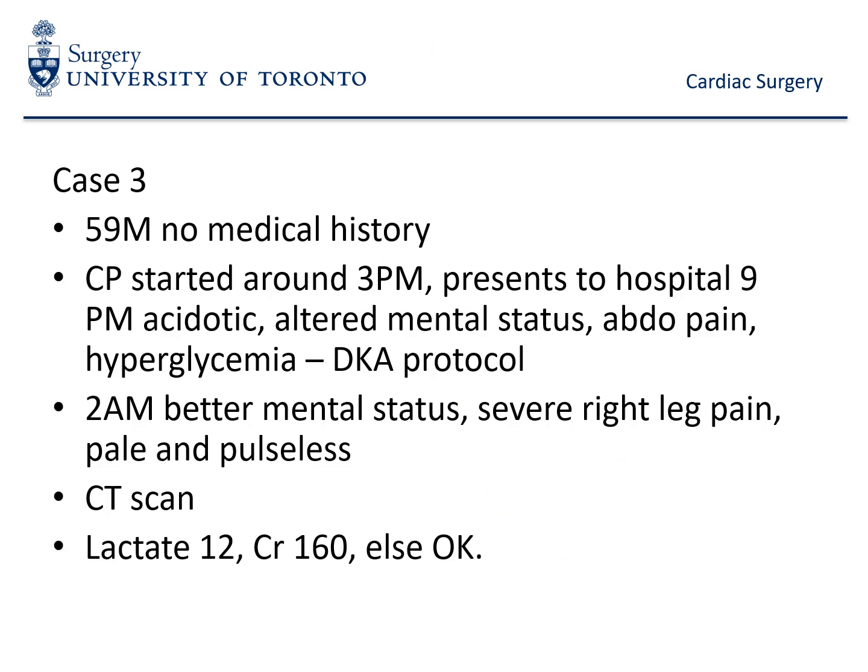So on to the third case. This is a 59-year-old man with no previous relevant medical history. His chest pain started at 3 p.m. He presented to the hospital at 9 p.m. and he was extremely acidotic. He had an altered mental status, abdo pain, hyperglycemia.